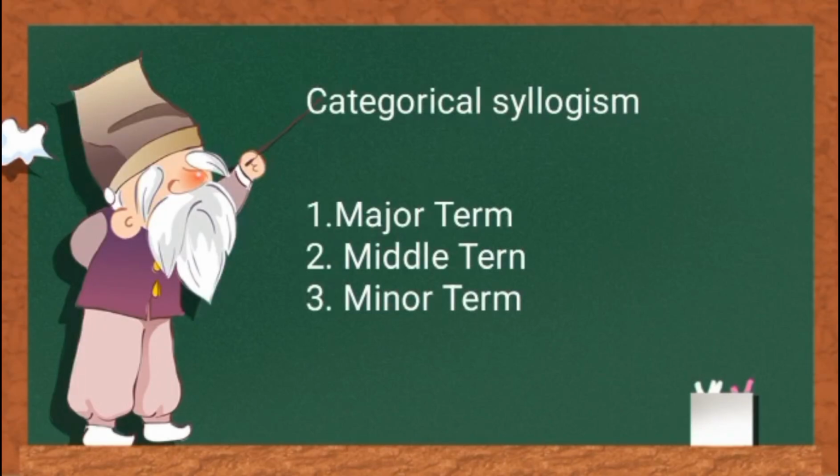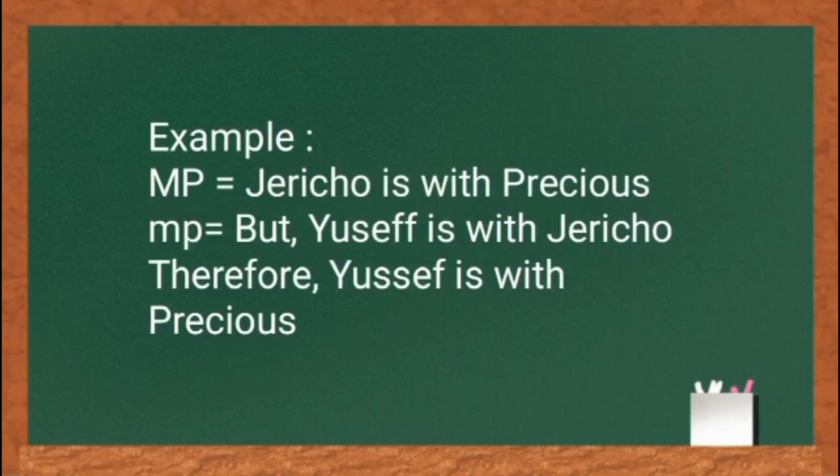For example, MP: Jericho is with Precious. Small mp: But Yusuf is with Jericho. Therefore, Yusuf is with Precious. So, for example, Jericho is the major term. Sa first sentence, gi-conclude na si Jericho is with Precious. But sa second sentence, meron reasoning or deductive argument na naganap which concludes that Yusuf is with Jericho. And so the last sentence is the final conclusion, which is the therefore, Yusuf is with Precious.